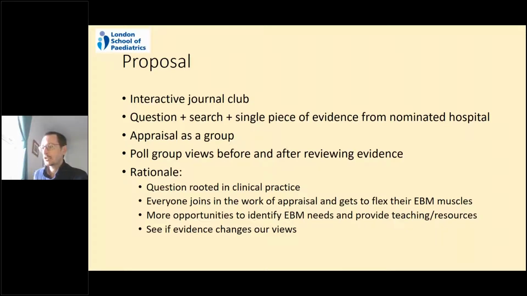The rationale for having a journal club like this is that hopefully it's more relevant to have it rooted in a clinical question that arises from our practice, and that by getting everyone to join in the work of doing the appraisal, actually we all learn by reviewing rather than just one person presenting us their own appraisal. And hopefully it gives us more opportunities for each of us to identify our needs in terms of learning about evidence-based medicine and practicing it, and that helps us to provide the appropriate teaching and resources. And we get to see if the evidence changes our views.